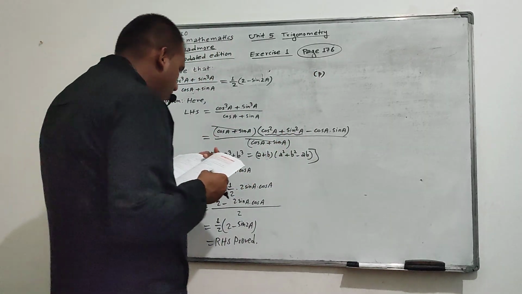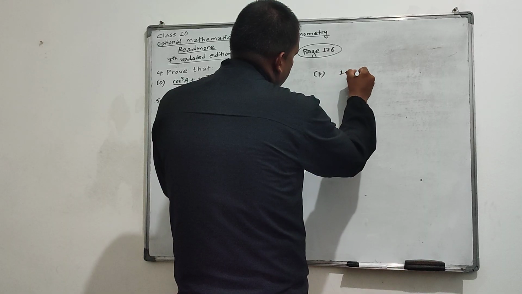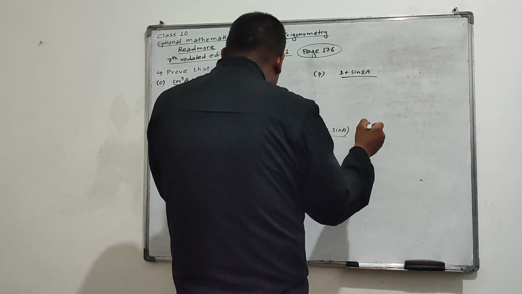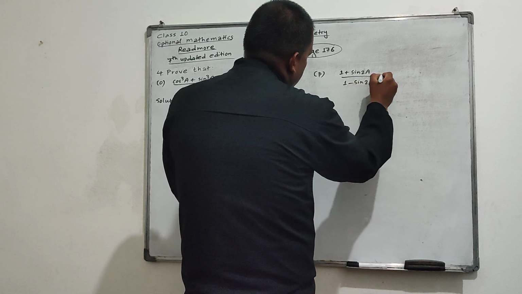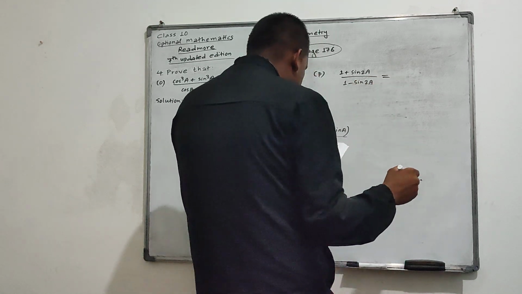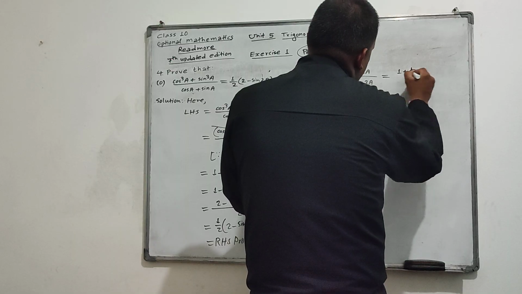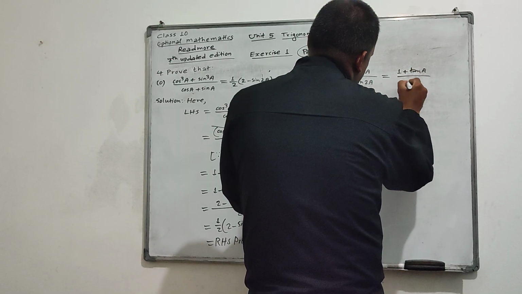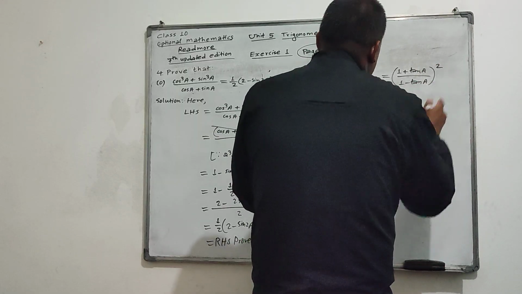Now next question P. We have 1 plus sin 2A upon 1 minus sin 2A, this equal to 1 plus tan A upon 1 minus tan A, whole square.